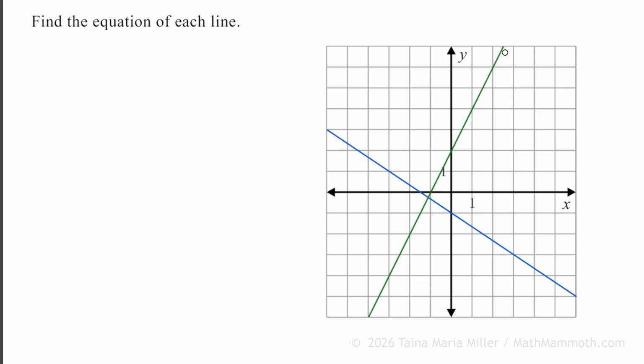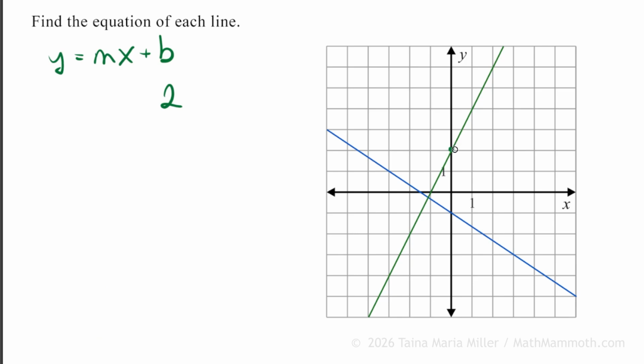Let's look at this green line first. If you remember, the basic form of the slope-intercept form of the equation is y equals mx plus b, where m is the slope and b is the y-intercept. It is where the line intersects the y-axis. And for this green line, we can easily see it's right here. The y-intercept is exactly 2.